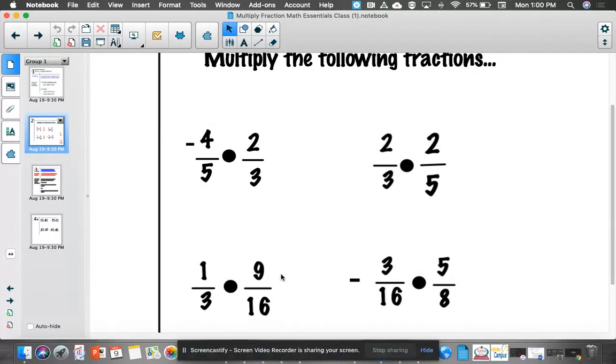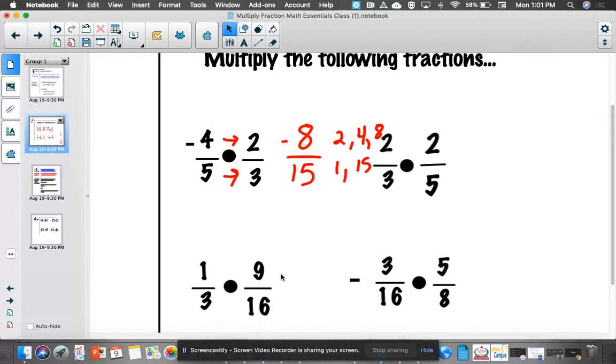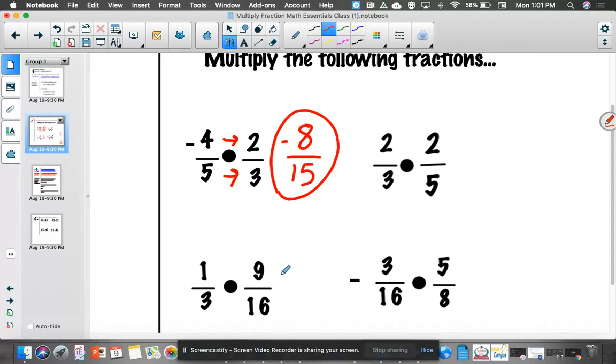-4/5 times 2/3. So all we do is multiply -4 and 2, which is -8. 5 and 3, which is 15. We can't reduce because the factors of 8 are 2, 4, and 8, and 15 is 1 and 15. So it does not have any of the same, so we cannot reduce it. Therefore, -8/15 is reduced, and that is your answer.